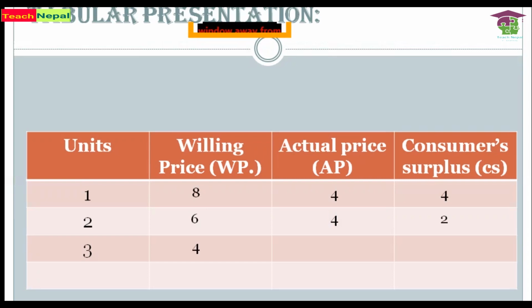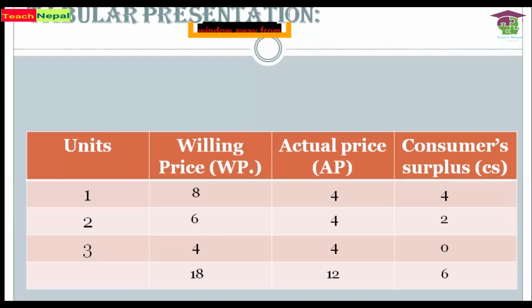Third unit provides 4 marginal utility. That's why the consumer is willing to pay rupees 4. Its market price is still 4. Since willing price and actual price are equal, there is no consumer surplus. Total willing price is 18 and total actual price is 12. The difference between willing price and actual price is 6. This is the total consumer surplus.